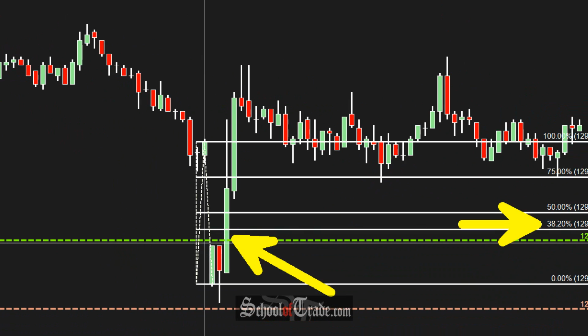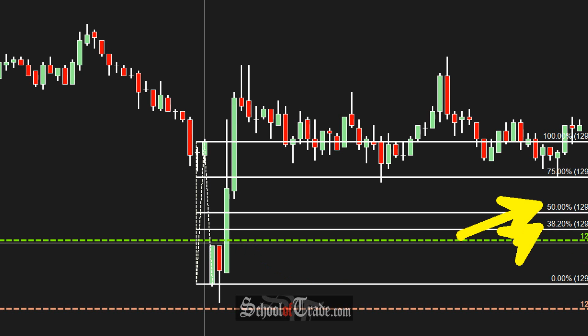Now you can see that doesn't give us a very big buffer in terms of the amount of space. So you do want to be a little bit cognizant of how much space you have left. Taking a 38.2% here might not be the best idea. You might want to take it at the 50%, something like that. But the first target is going to be 38.2%. The next target is going to be 50%. And then the next and final one is going to be 100%, a full gap fill.